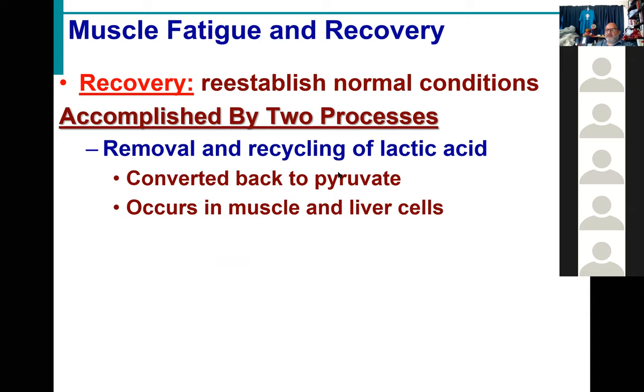Part of that is in the muscle cell where it gets converted back into pyruvate with oxygen. And then with oxygen, we can use that pyruvate to make ATP. But remember, some of that was also released into the blood. And so the lactic acid that was released into the blood needs to be broken down and recycled in our liver cells, or it can be released by our kidneys.